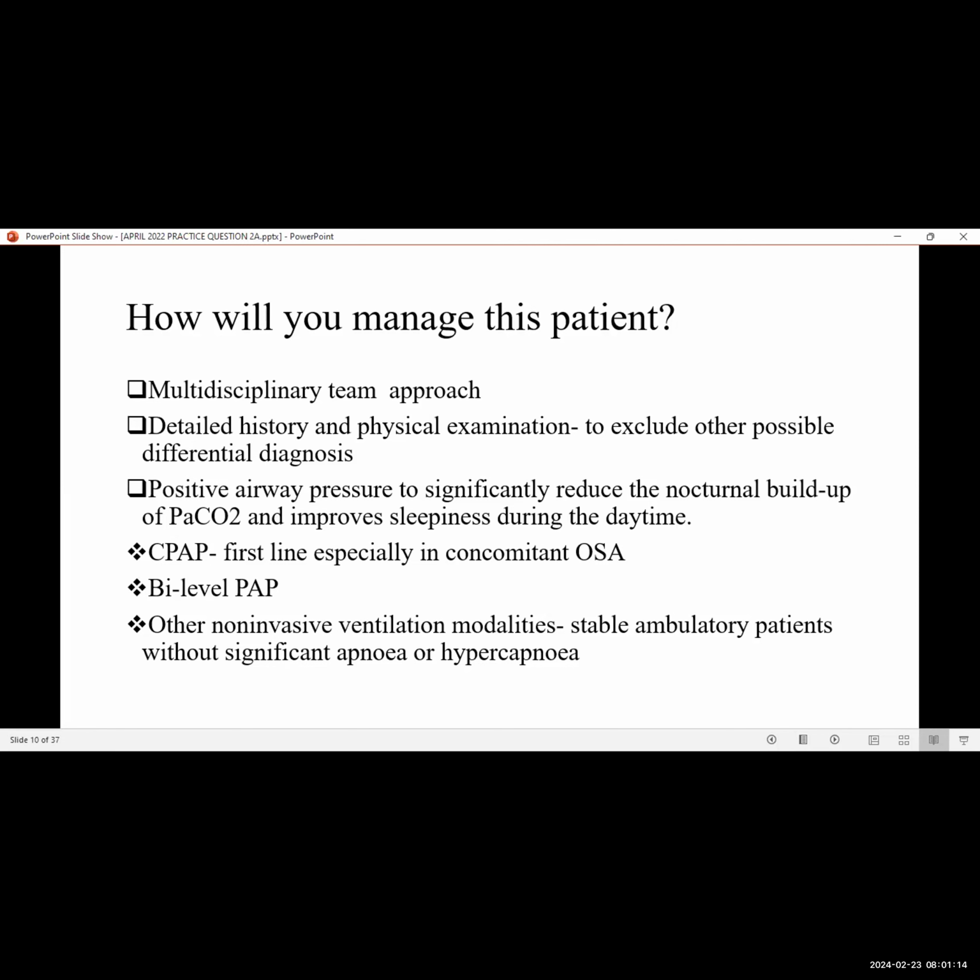We can also use other modalities like bi-level positive airway pressure and other non-invasive ventilation modalities, particularly if the patient is stable and ambulatory.